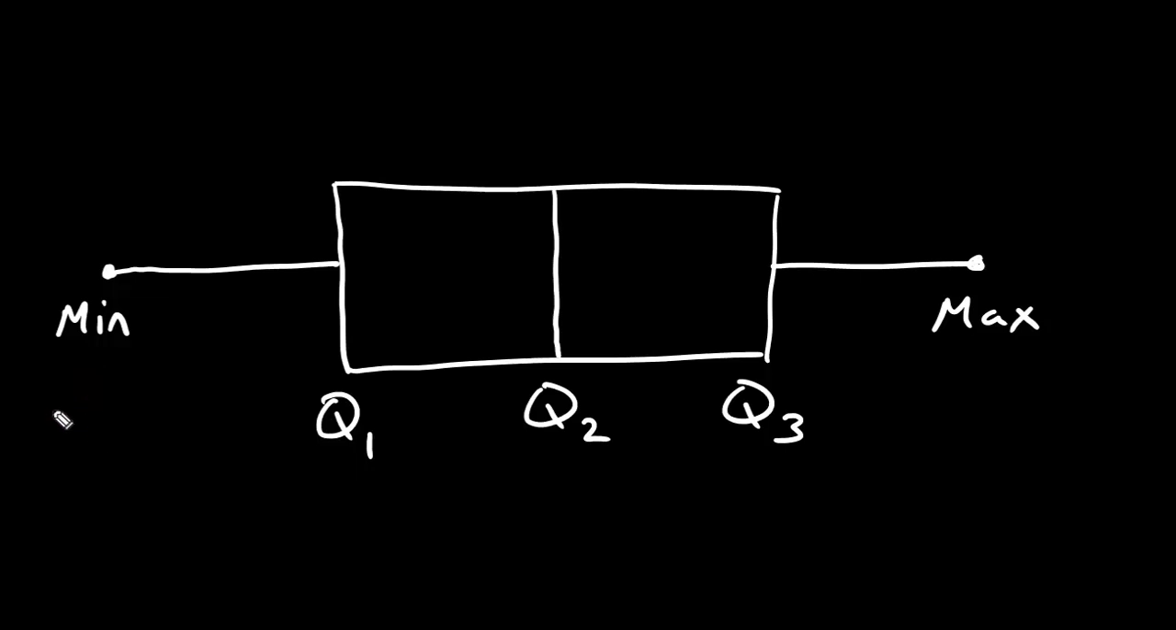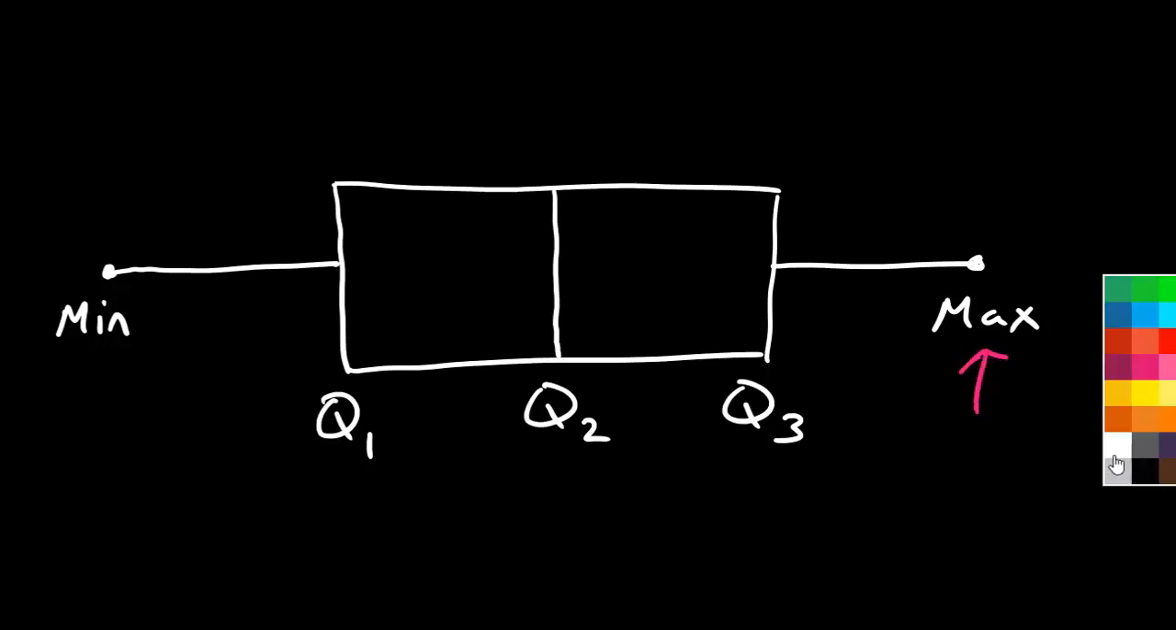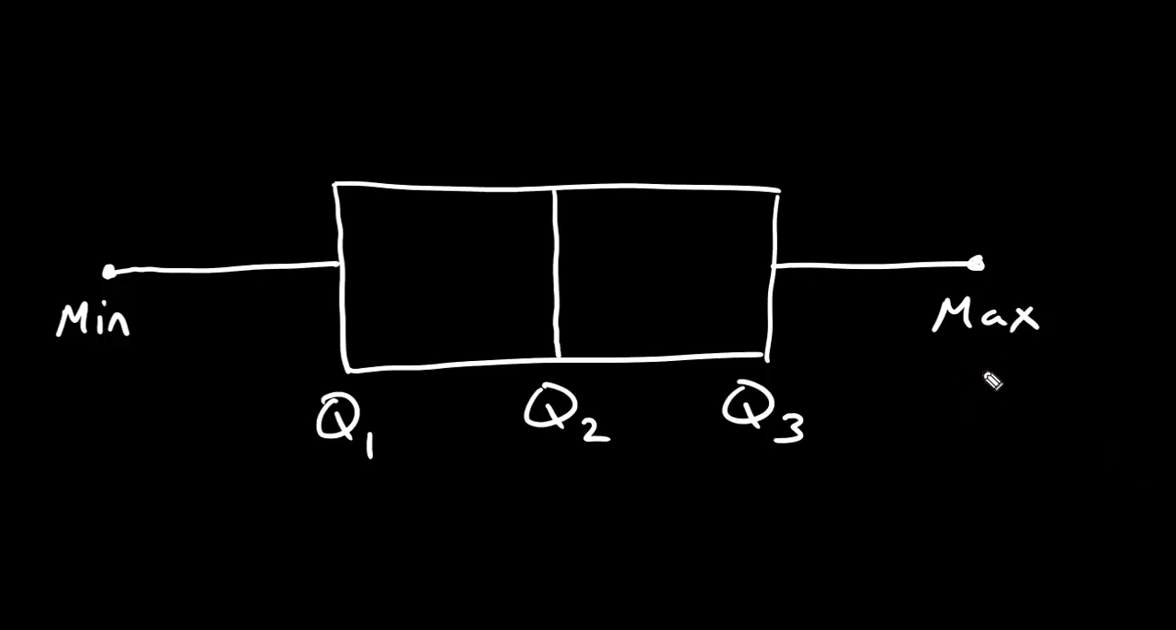We have our minimum at that leftmost whisker. Then we put down Q1 at the first line on our box. The one in the middle is our Q2, our median. Q3 is the far right edge of the box. And at the far right end of the whisker, that is our maximum.